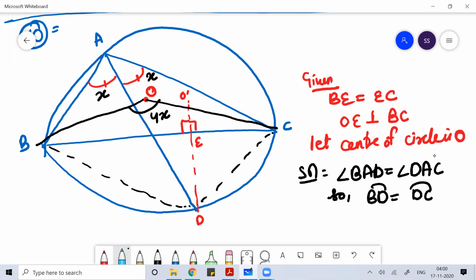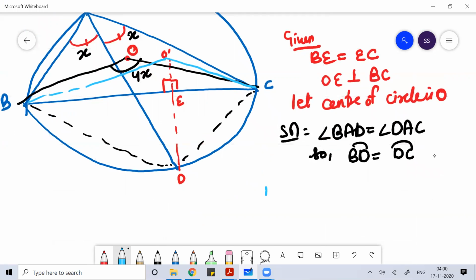Okay, so now we can see the triangle O'EB. That would be congruent to the triangle O'EC, because both triangles are congruent. So the congruence means BE is equal to EC.